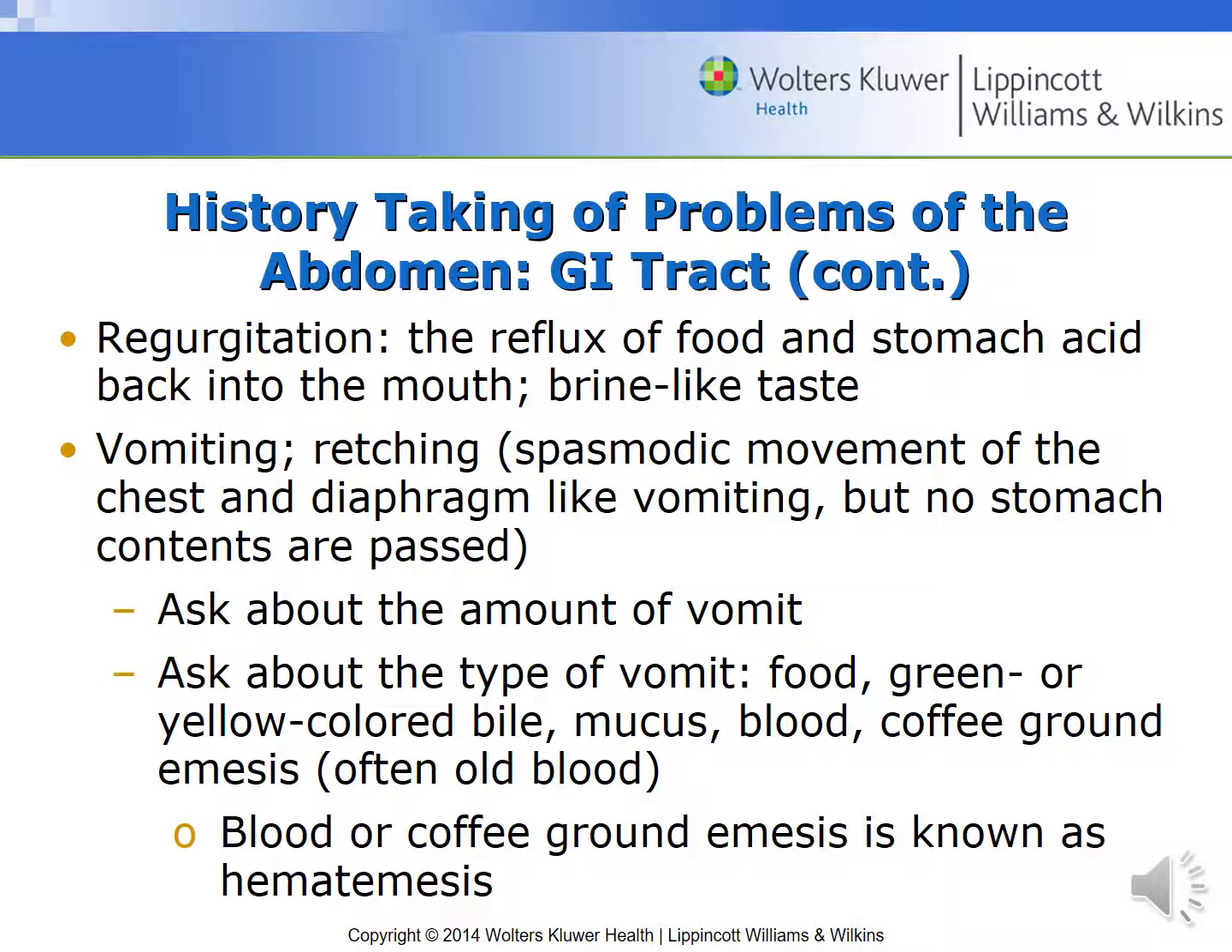And of course, you want to ask what color of blood it is. Is it bright red, which would mean that it's upper GI, versus a coffee ground look to it, which is often old blood?